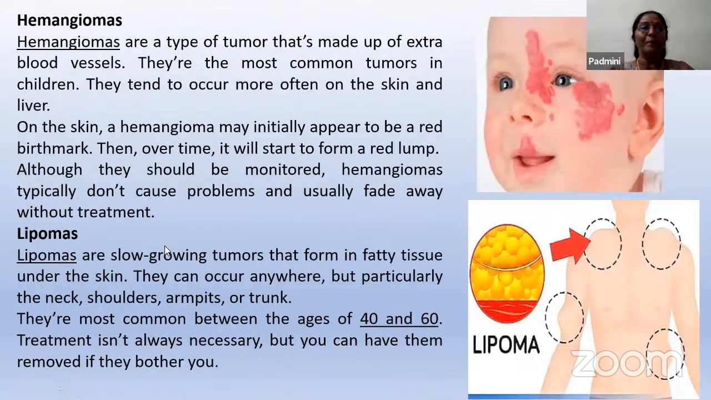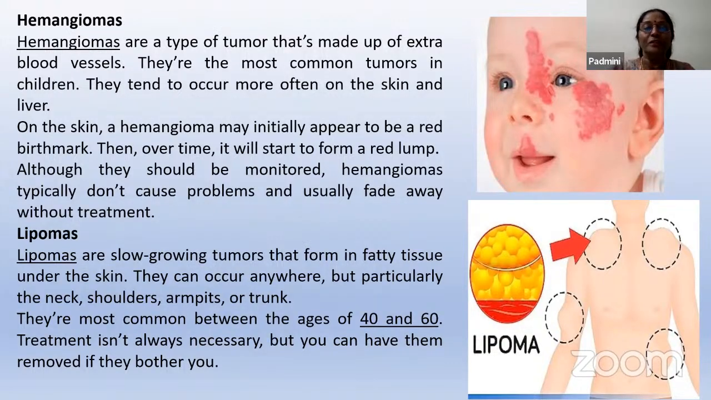Okay, there's one more called hemangiomas. Hemangiomas is of the blood vessels. It's a type of tumor that's made up of extra blood vessels. That's why hemangiomas, like hemoglobin, a problem in the blood vessels. They are the most common tumors in children. They tend to occur more often on the skin and the liver. If you can see in this picture, the baby is suffering from hemangiomas. Sometimes you call it a birthmark, because when the child is born, immediately you can see red patches on the body of the child, usually on the skin and the liver.